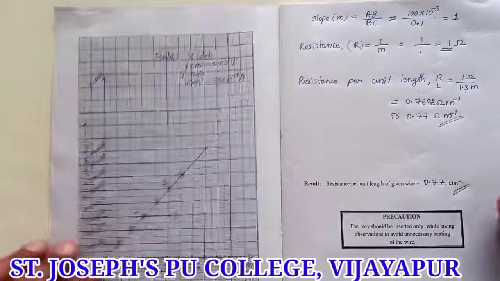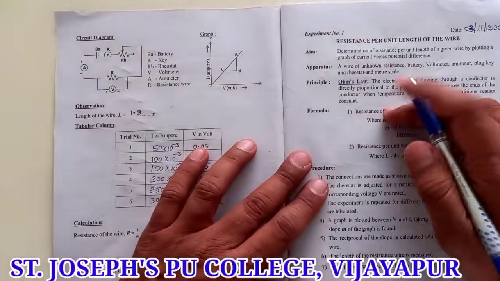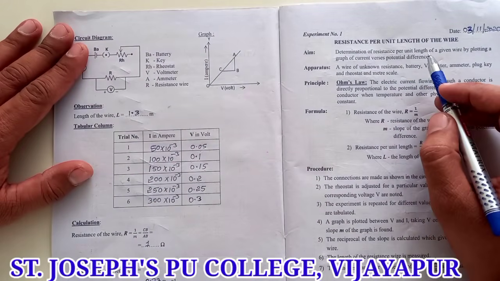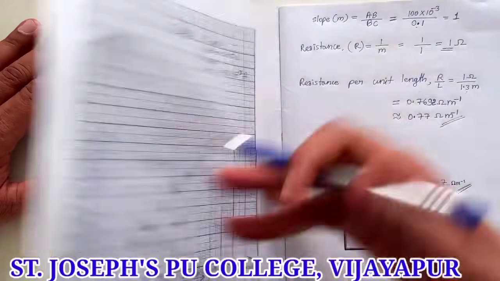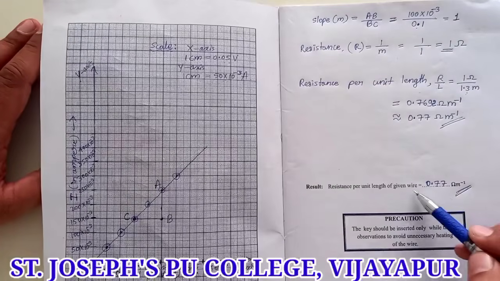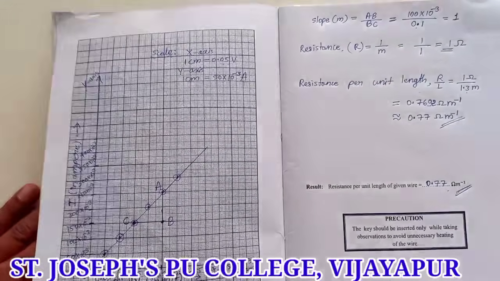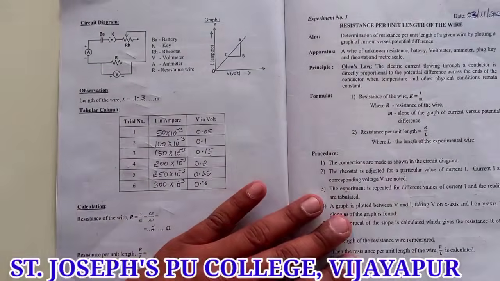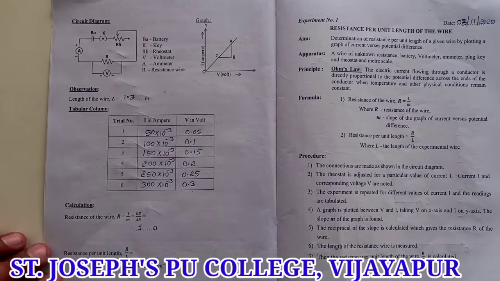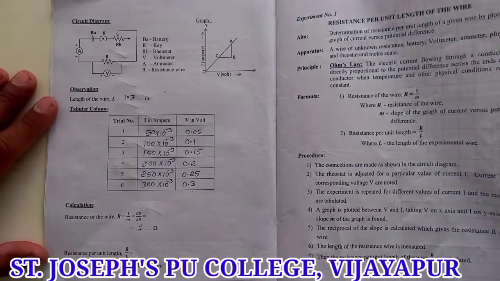So we did the experiment to determine the resistance per unit length. We completed that. We determined the resistance per unit length of a given wire. By using Ohm's law, we performed this experiment. I hope this is understood.